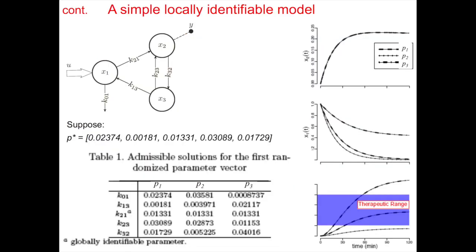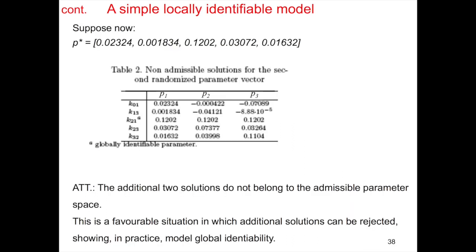So I go back to the simple locally identifiable model that I showed you before. If the experimenter gives me this parameter estimate, I am able to calculate the second and third parameter solutions, which equivalently describe the input-output data. So it's important to be aware of all the parameter solutions to give reliable results.